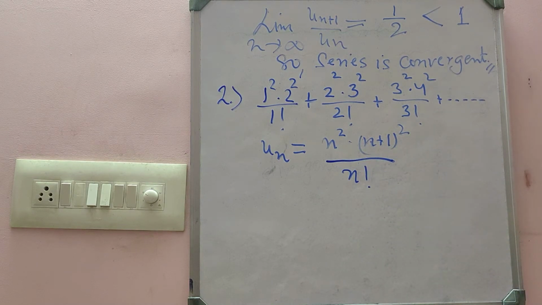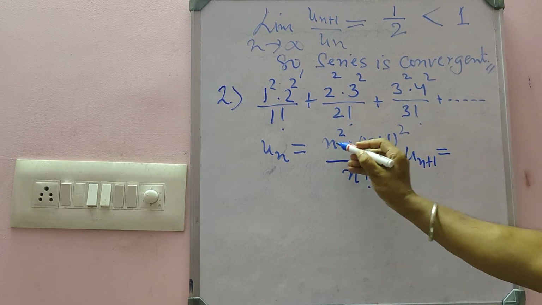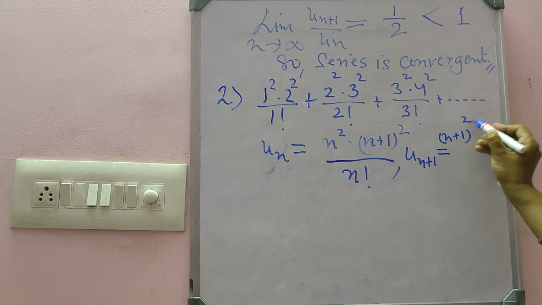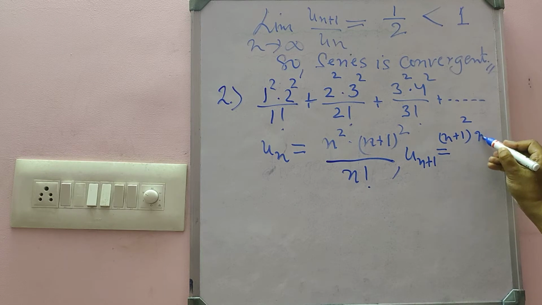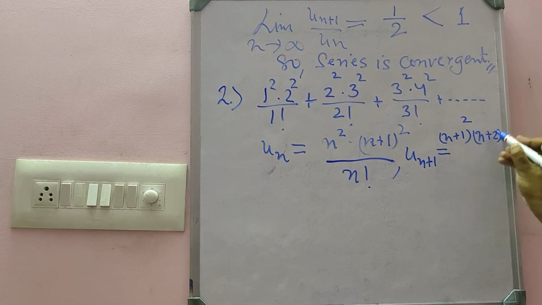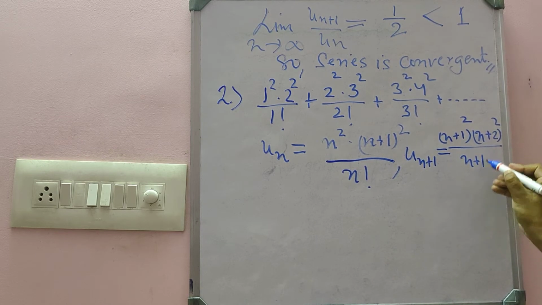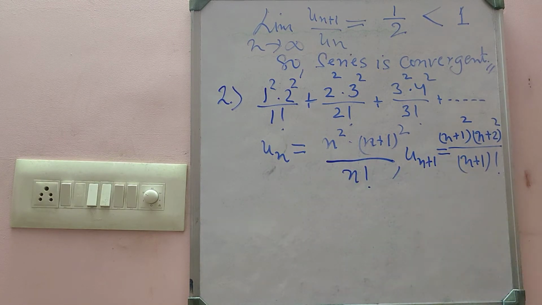Now what will be your un plus 1, the n plus 1 term? So n will become n plus 1, and here the square of n plus 1 plus 1. So it becomes n plus 1 square, n plus 2 square, by n plus 1 factorial. So we already got un plus 1. Now we have to take the limit of the ratio, as you know.